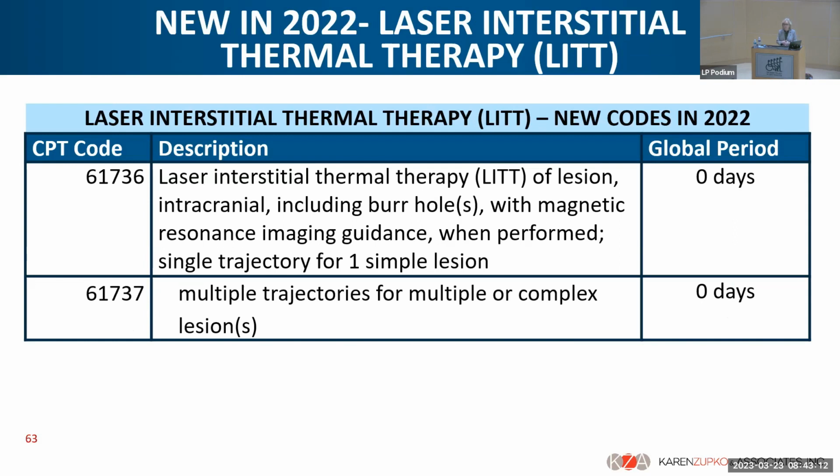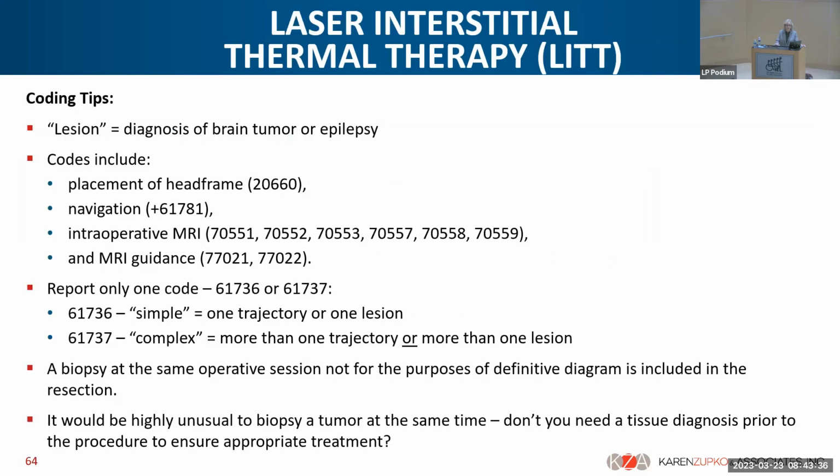So if you're doing LITT on somebody and you see them the next day for an E&M, you can bill the E&M. They only have a 0-day global, which is unique in all of brain surgeries. In most of them, you're going to be stuck in a 90-day global and won't be able to bill for any postoperative care. This has a 0-day global, so all postoperative care in hospital, usually out of hospital, can be billed separately.